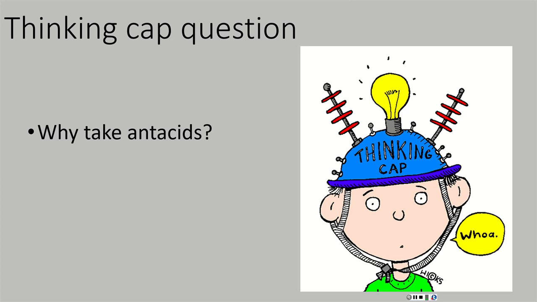Antacids are buffers. Really, they're alkaline, but they can buffer stomach acid. So we take antacids, which are alkaline, in order to help ease the pain of something like heartburn.